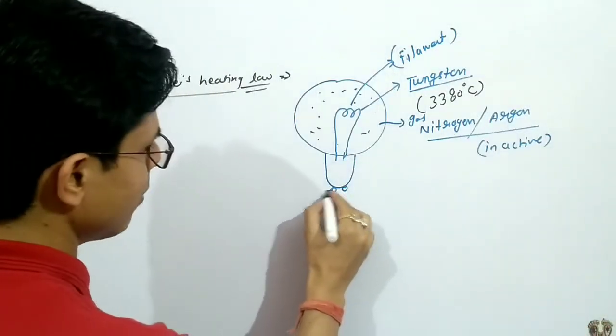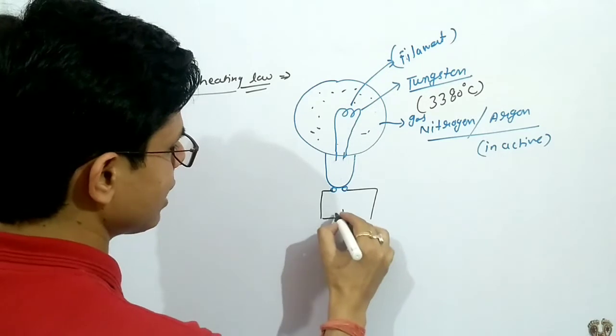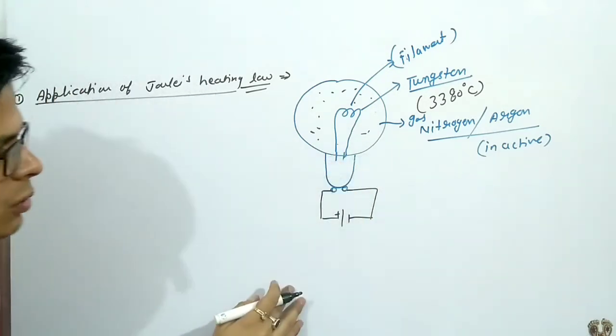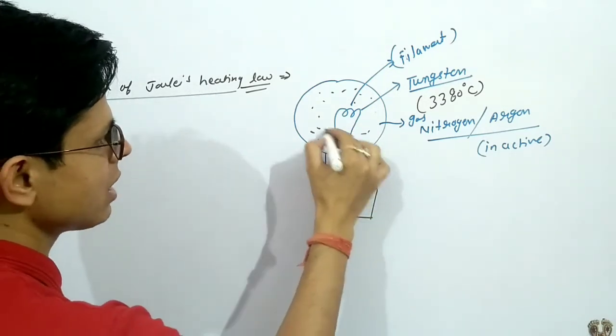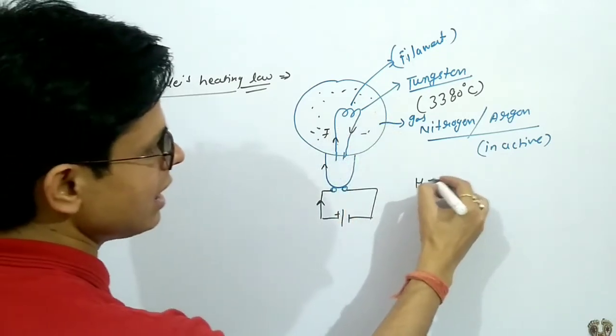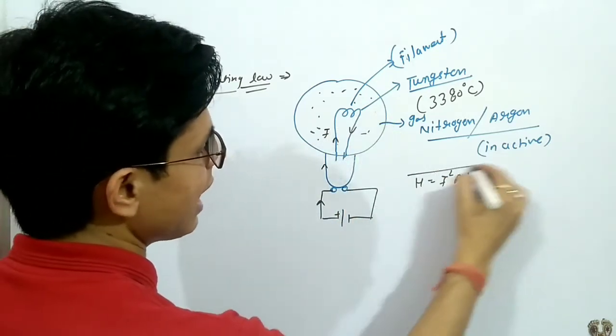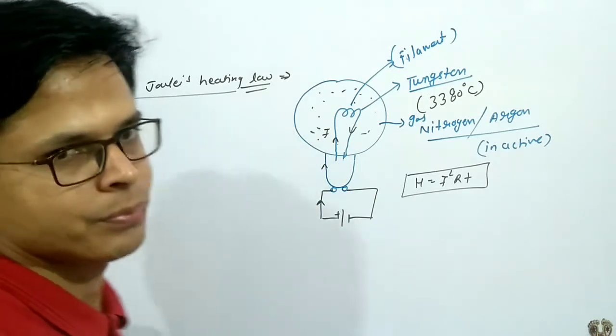When you connect this bulb through a battery, then current starts flowing through this tungsten wire. Due to that, heat is produced, I squared RT, and this will flow.